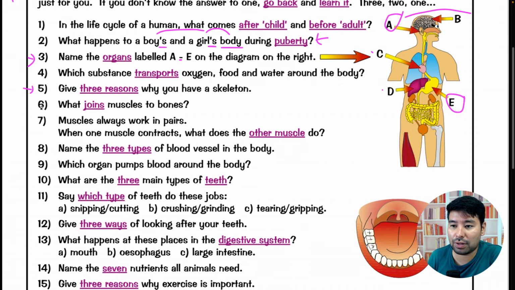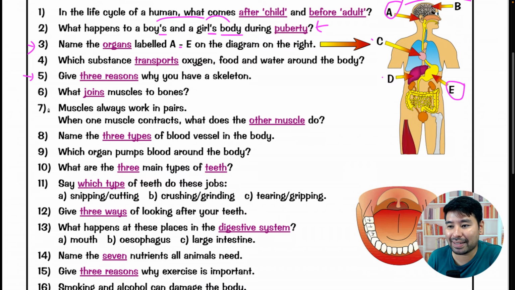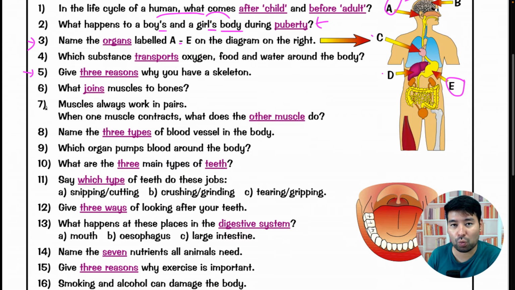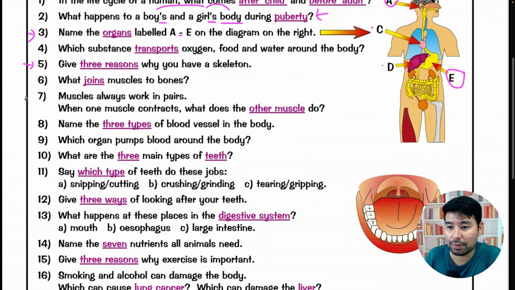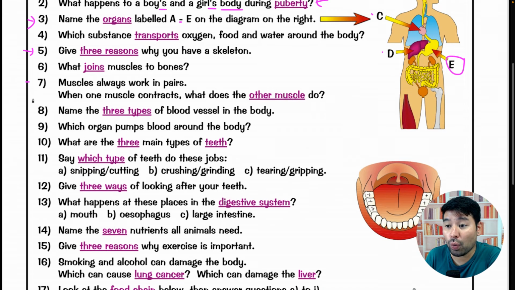Number 6. What joins muscles to bones? What makes the connection between muscles and bones? What connects them? Number 7. Muscles always work in pairs, and when one muscle contracts, what does the other muscle do?